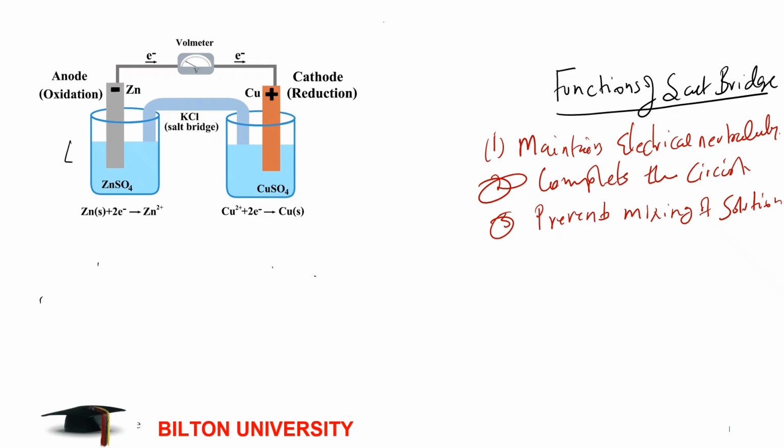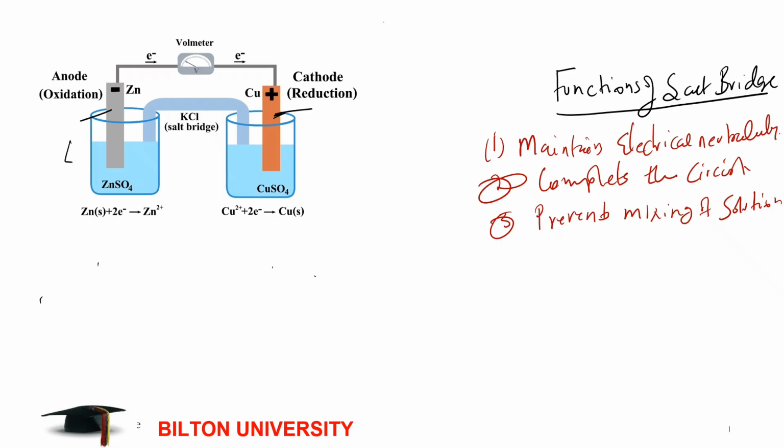We have two half cells here, and in each half cell there's an electrode. Electrodes are this solid material. On the left hand side we have the anode electrode where the oxidation takes place. On the right hand side we have the cathode electrode, where the reduction takes place. What is reduction? Reduction is the gain of electrons, while oxidation is the loss of electrons.